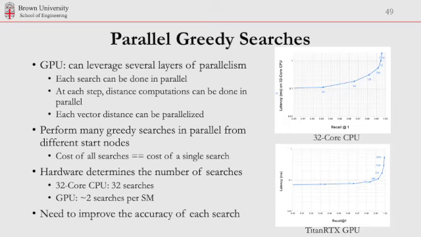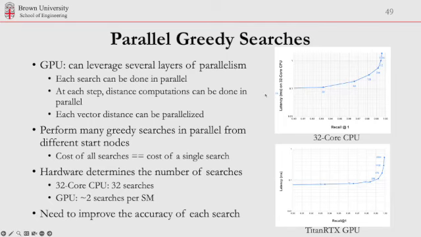Tasks that are parallel don't need a lot of independence. And so the idea here is that, instead of backtracking, which is a sequential process, we can perform all these searches in parallel, and the total cost of search is equivalent to the cost of a single search.